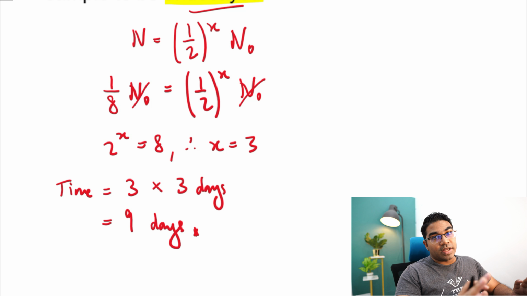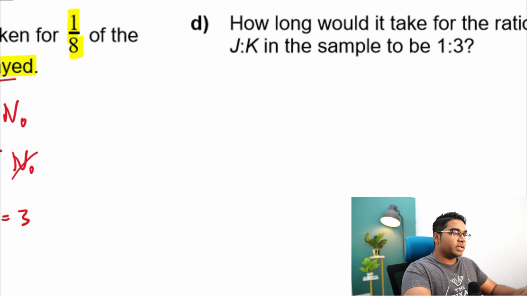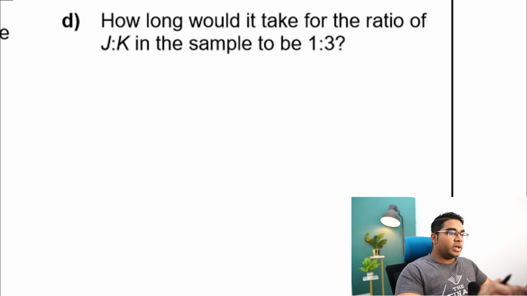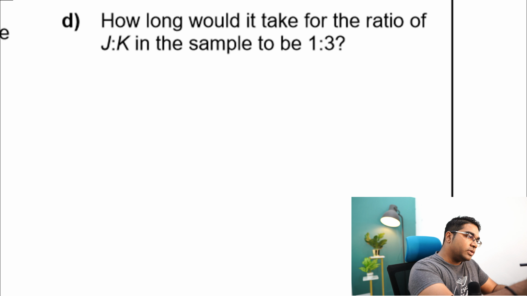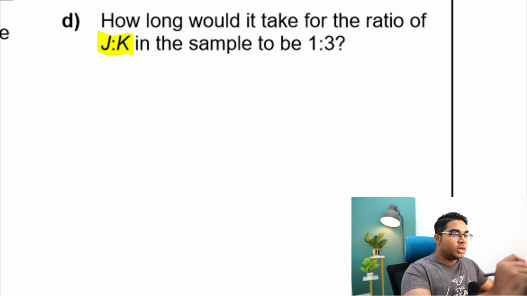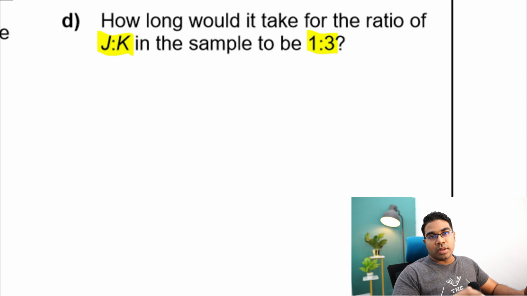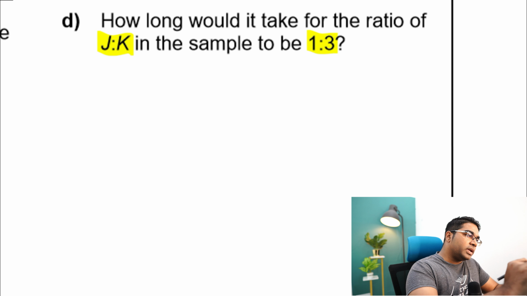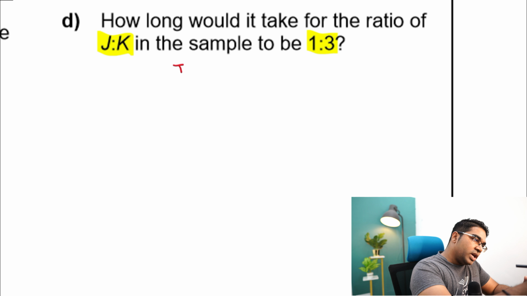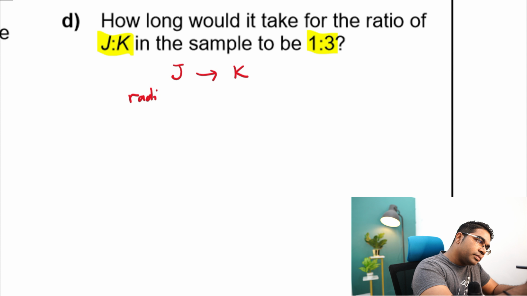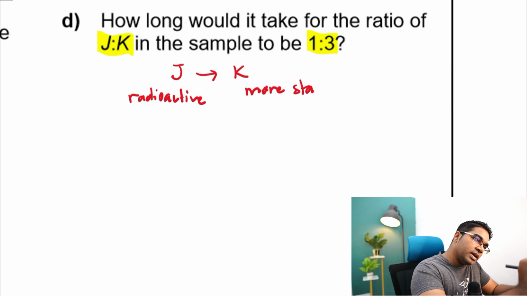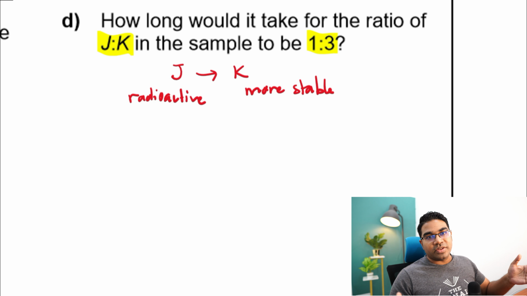Now let's up the level of difficulty. Let's look at this question here. How long would it take for the ratio of J to K in the sample to be 1 to 3? So we have to remember what's going on here. The question told us that J decays into K, which means this is the radioactive sample J, and this is the more stable sample K. J becomes K. So how do we attempt this question?